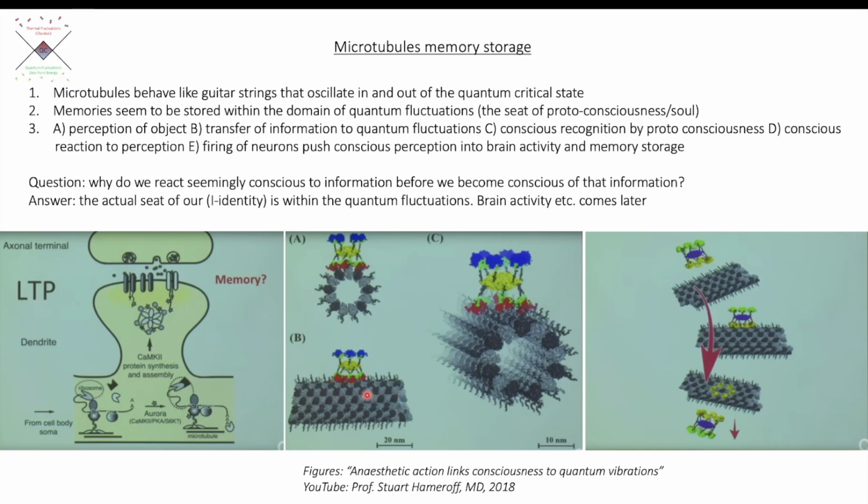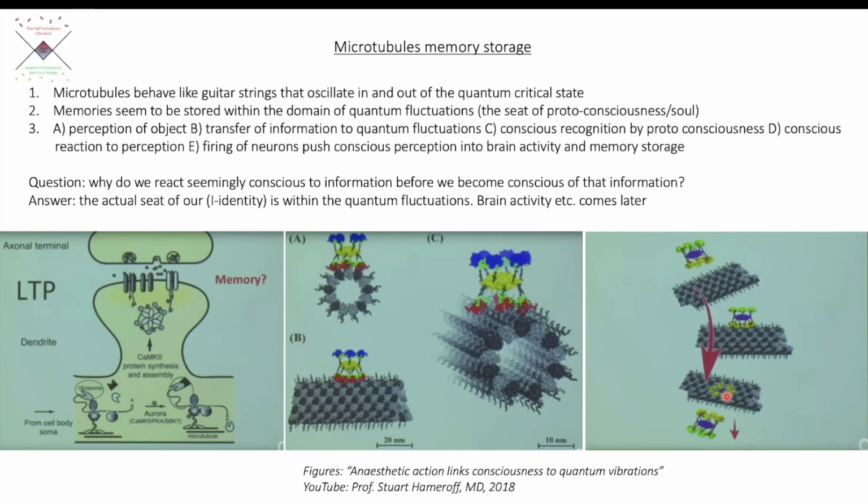Now these microtubules are vibrating in and out of quantum criticality at about 613 terahertz, and it's like a guitar string. And when you dock this hexagonal stamp of the CAMK2 molecule, this hexagonal stamp here on the right-hand side will stay on the microtubule, and it's like pressing the fret on the guitar. You are changing the oscillatory behavior of the microtubule, and then that information is imprinted.